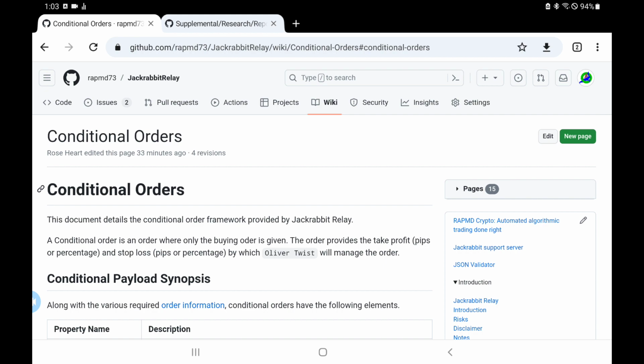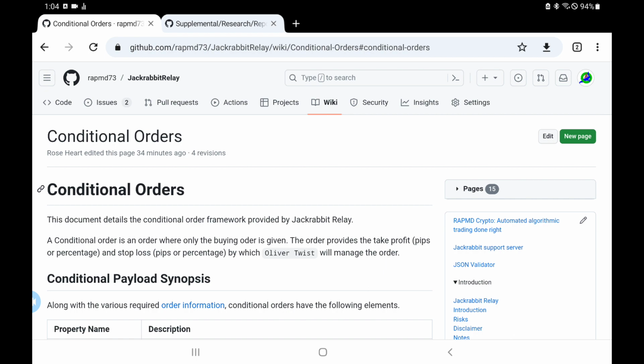Today's video is going to be a fun one, and one that has taken 2 years to get here. Today I'm going to talk about Jackrabbit Relay's conditional orders. This has been a nightmare to build, but one that was so well worth it. The results are absolutely phenomenal, and the control it gives over a particular order is unparalleled to any other approach.